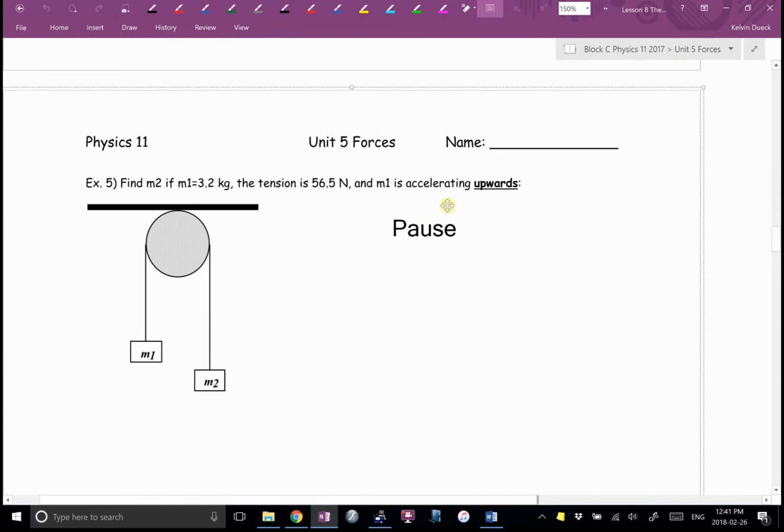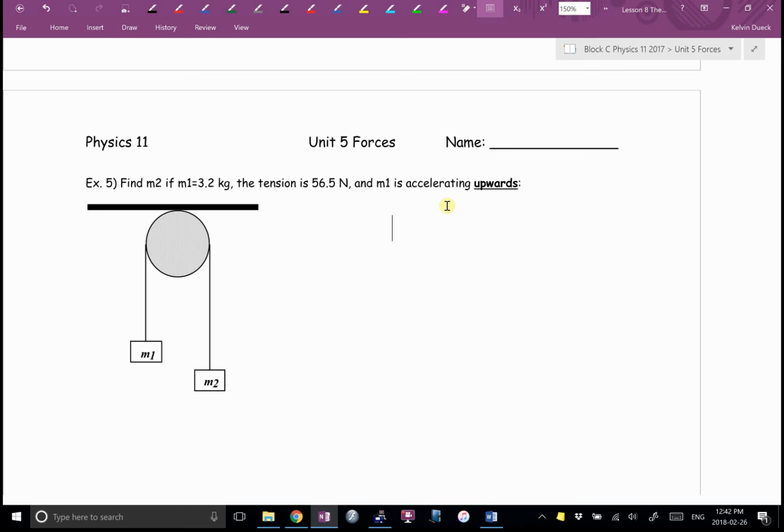I like example 5. Example 5 is a nice question. Brian, what are they asking me to find in example 5? Find M2, a missing mass, which we haven't done yet. Up until now, I've given you the masses, and I've said, go to it. What are they asking me to find, Brian?